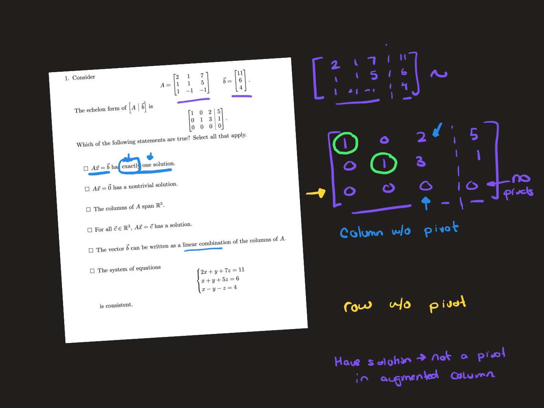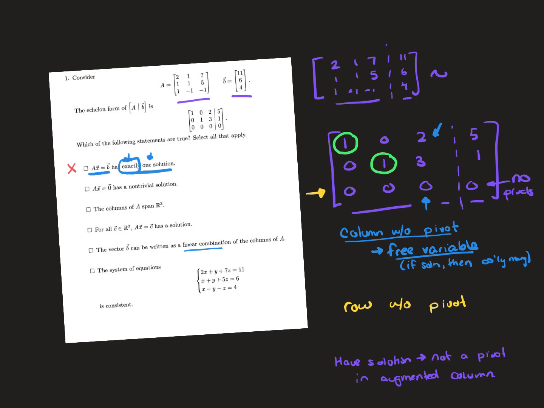But because I have a column without a pivot, I know that there's a free variable, which tells me that when I do have a solution, then we have infinitely many solutions. In this case, I had no pivot in the augmented column, so there was a solution, but because I had a column without a pivot, I had that free variable, so I was going to have infinitely many solutions. So it is not the case that I have exactly one solution.